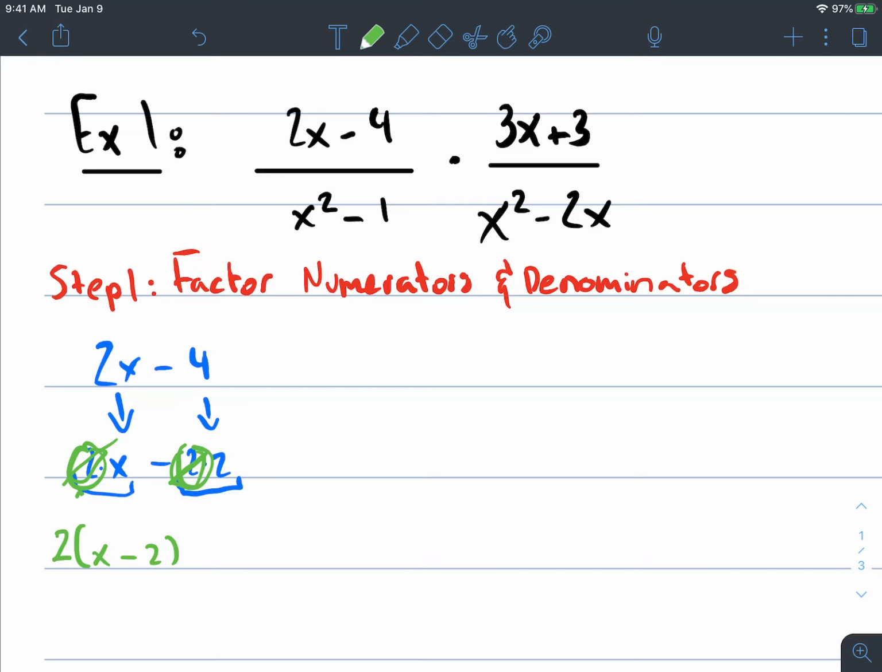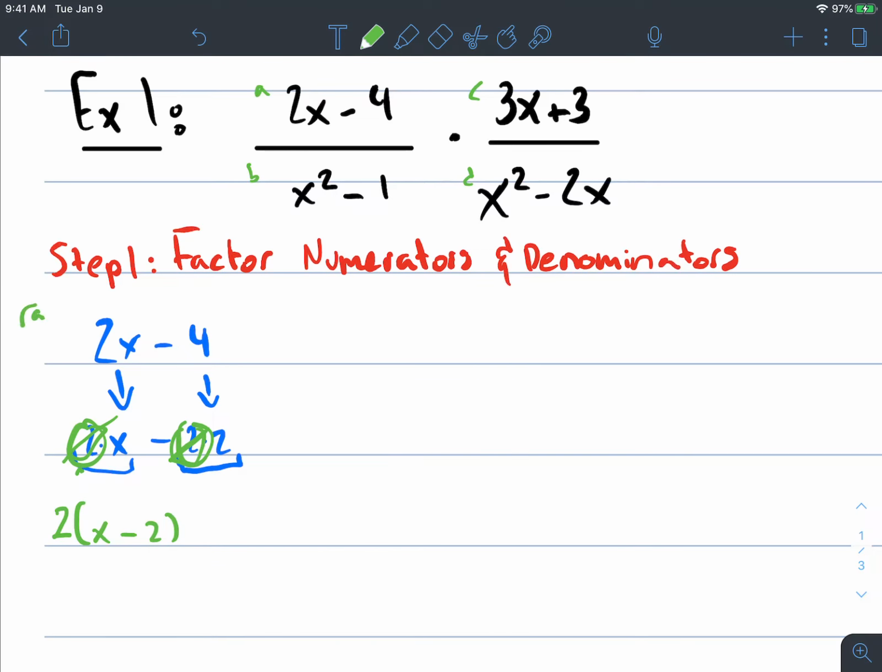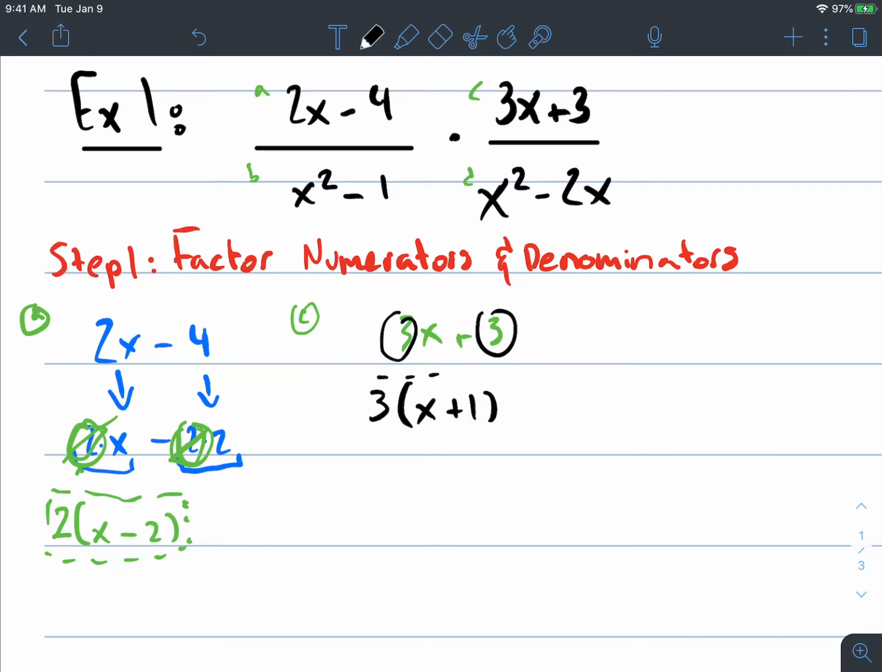I'm going to label them. This is A, this is B, this is C, and D. We already factored A. Now we have to factor C. We put dotted lines around it because it's important. We have 3x plus 3. What do they both have in common? They both have this 3, so we pull that out. 3x divided by 3 is x, and 3 divided by 3 is 1. So we're going to box this.